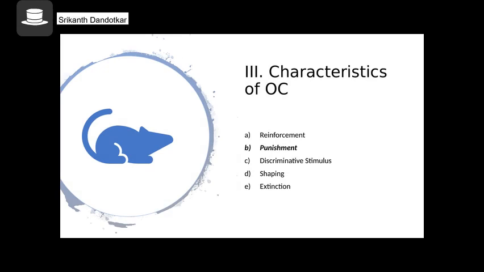So let's talk about the second characteristic or principle of operant conditioning, namely punishment.